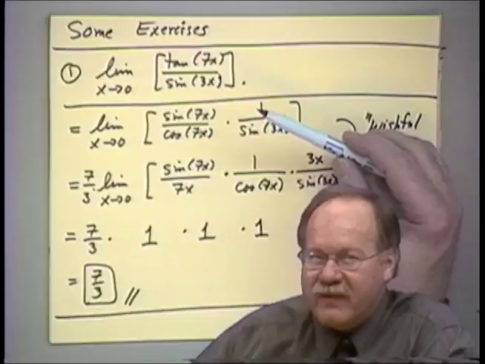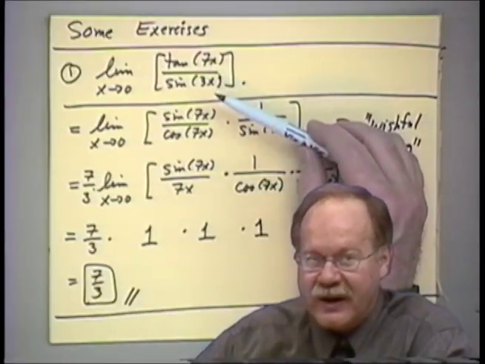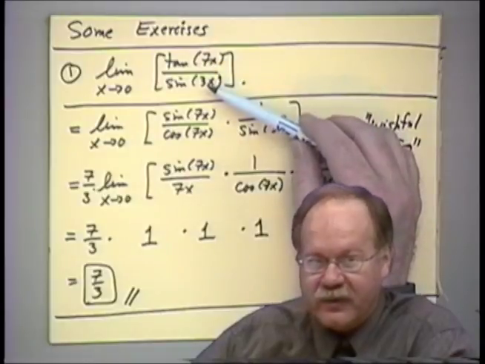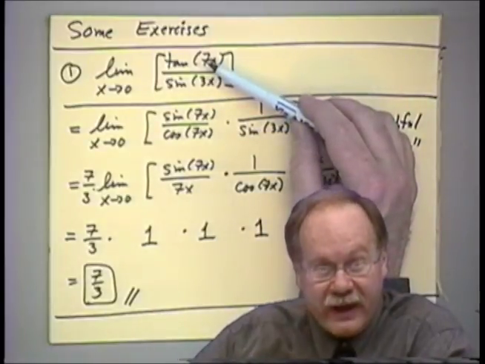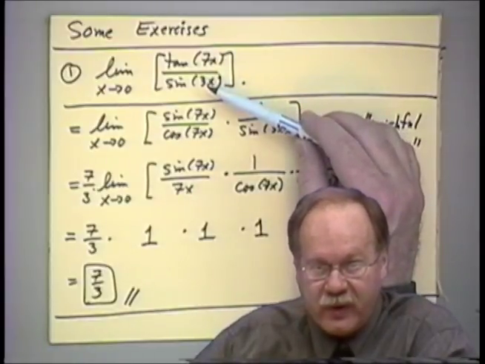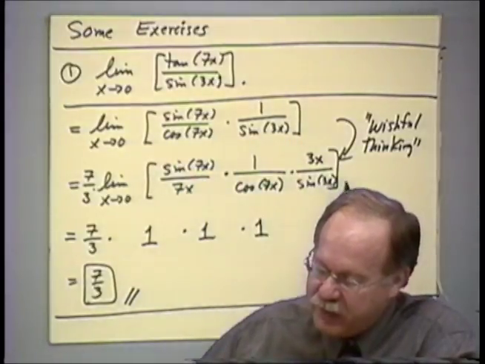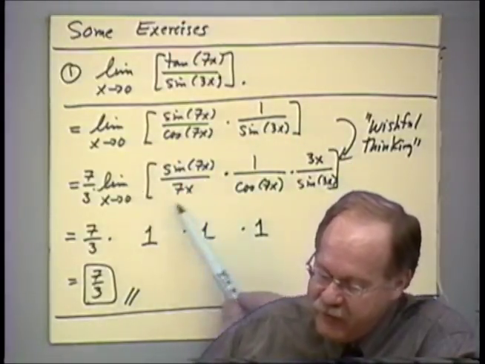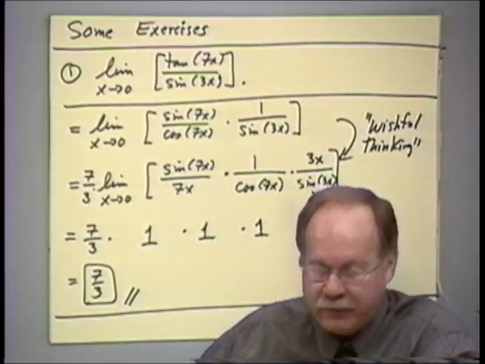Now, don't convince yourself that you found a fast way by saying if I have tangent over sine like this, I can take 7 over 3 and just pull it out front and call that the limit. Unless you prove that is true for all cases, then you don't know it's true for all cases. It happens to work here. But what you want to realize from this process of wishful thinking is, if you can get the famous limit in here, then you can have things go to 1.